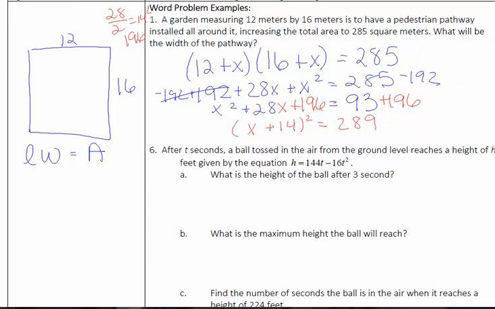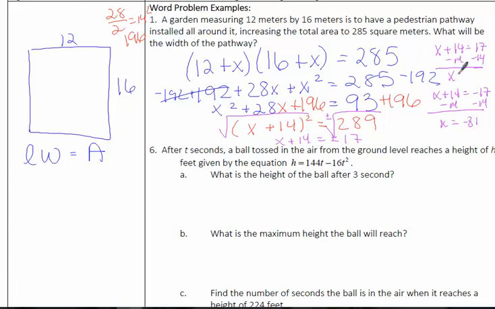So now I am going to physically take the square root. When I take the square root, I get a plus or minus. The reason I do this is because 289 square rooted is pretty nice and easy. It gives me 17. I end up with x plus 14 equals plus or minus 17. So that gives me two problems. x plus 14 equals 17, and x plus 14 equals negative 17. I subtract 14 on both sides. x equals negative 31 and x equals 3.